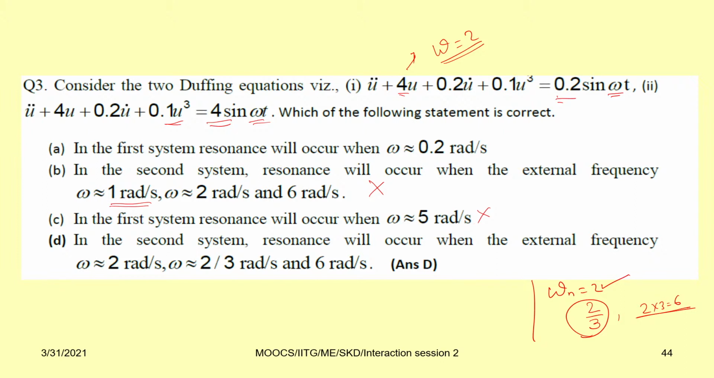So in the third case, option D. In the second system, the resonance will occur when the external frequency equals 2. So yes, at 2 radian per second you will get resonance, omega equal to 2/3 you will get, and omega equal to 6 radian per second also you will get. So that's why option D is correct.